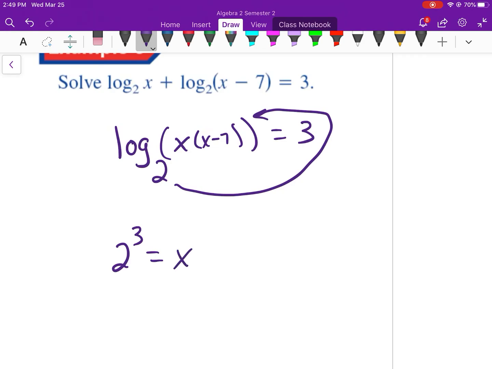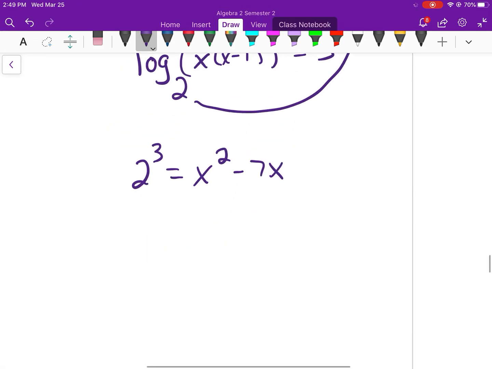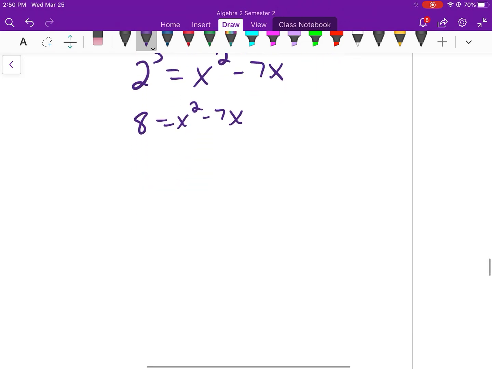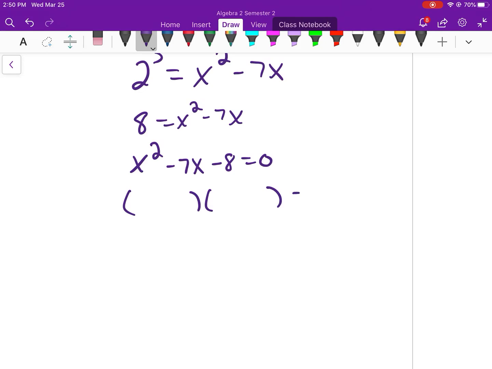Now I have one log equals a value, meaning I can rewrite. So I get 2 cubed equals x times x minus 7, which I'm going to write as x squared minus 7x, just distributing that x to both parts there. 2 cubed, that's 8. So we got 8 is equal to x squared minus 7x. Solving for x, it's still a quadratic, meaning I need to get everything on one side. Set it equal to 0.